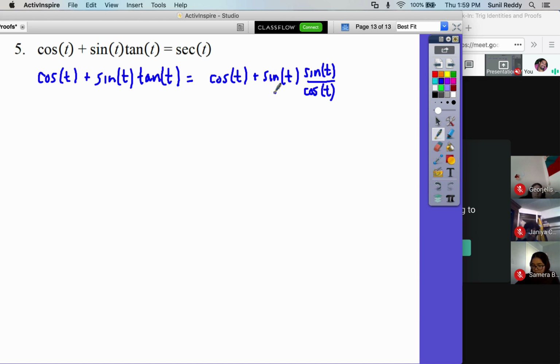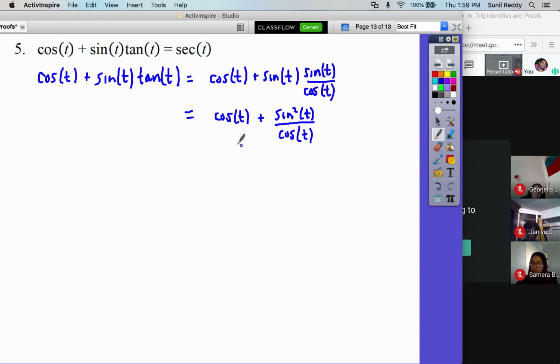And now the sine of t times sine t over cosine of t. This sine of t really just means sine of t over 1. So I'm going to just multiply those things together. Cosine t stays the way it is, but now I have sine squared of t over cosine of t. Again, the single sine just has a denominator of 1. So 1 times cosine is still just cosine.